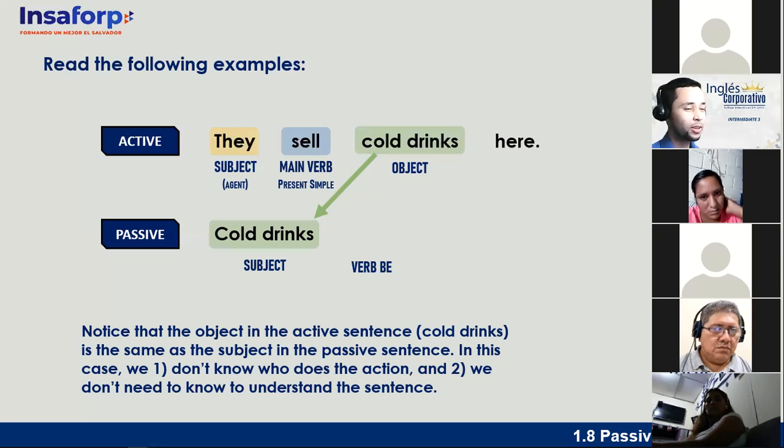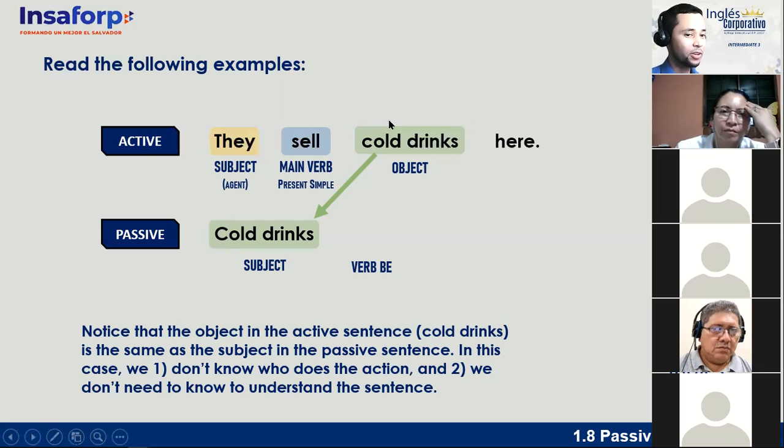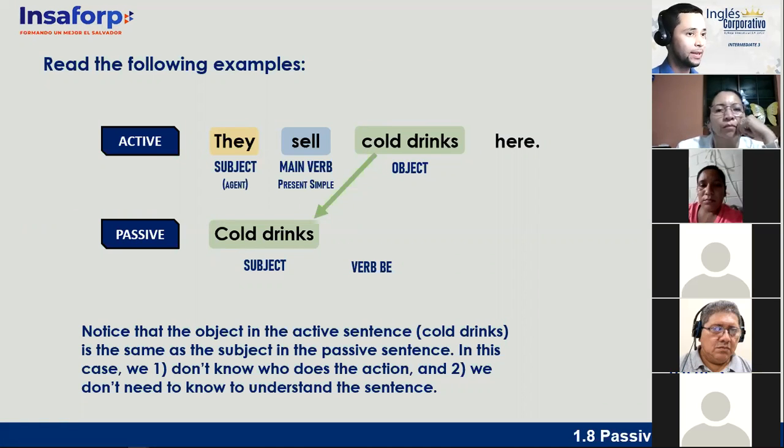Y muy importante en esta parte es saber el tiempo en el que va a estar conjugado el verb be. ¿Y cómo sabemos eso? El past participle. No, that's the main verb. Ese es el verbo principal. La clave está acá, fíjense. En la oración activa siempre tenemos que identificar el tiempo de verbo, que es present simple. Ese mismo vamos a ocupar con el verb be. Eso es lo que nos va a determinar la forma del verb be. Entonces, sabemos que el verb be en presente es am, is, or are.